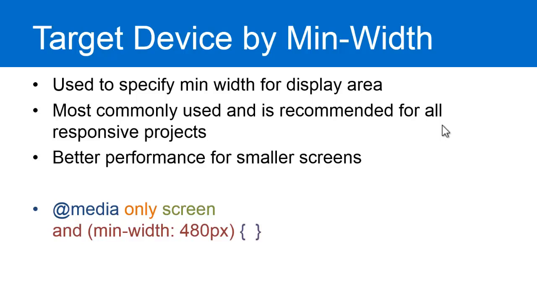So now that we've covered max width, let's cover min width. Min width is used, like I said, for smaller screens first, or mobile first, and it's most commonly used and recommended for most responsive projects. Things like Twitter Bootstrap and HTML5 Boilerplate primarily use min width within a lot of their style sheets. So for that, instead of using max width, you're specifying min.